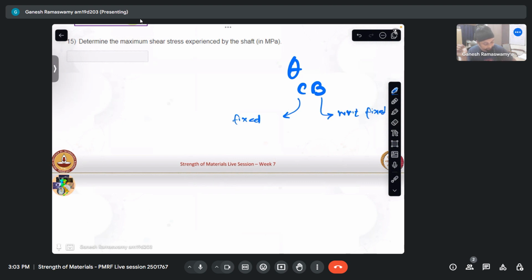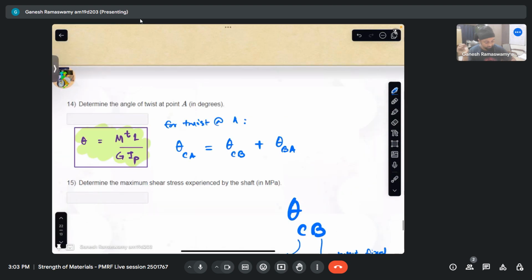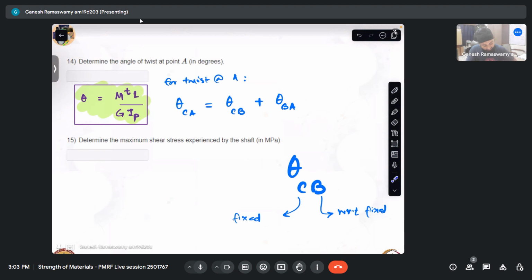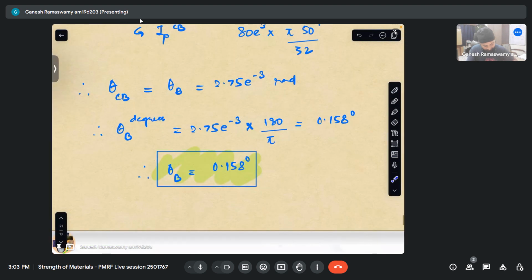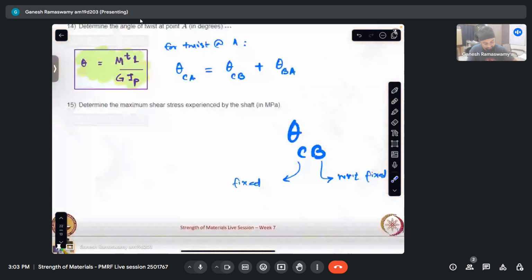So in this case, we first hold B firmly there and then let A twist with respect to that. Then keeping this twist, now we hold C firmly because it is anyway held firmly, it is fixed. Now we let B twist with respect to C. So the total twist of A will be the sum total of these two. This we already know, we just calculated this, 0.158. This we need to calculate. So let us go ahead and calculate.